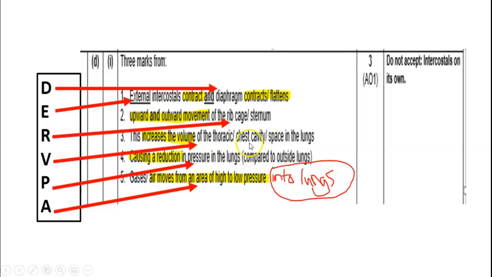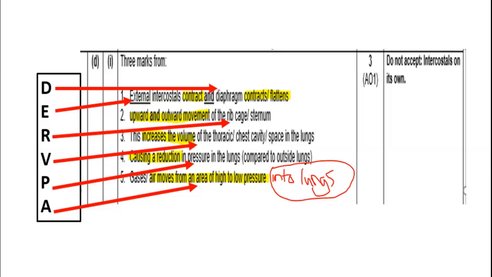And then the thoracic cavity volume increases, causing a reduction in thoracic cavity pressure. Just put thoracic cavity, this is an old mark scheme, which causes air to move into the lungs. Again, this is an old mark scheme, so just do what I put in red there. So that's that one. That gives you a little practice on how you might work it.